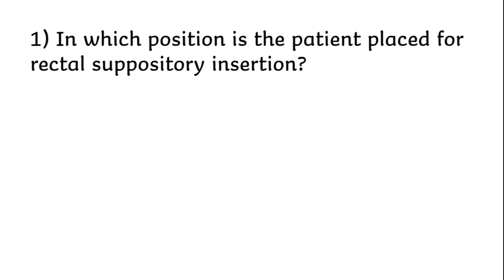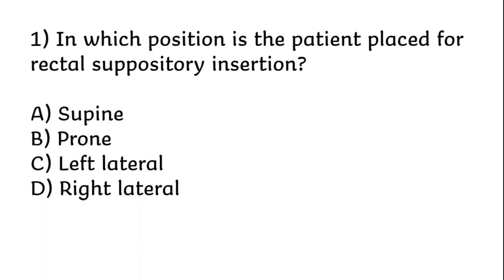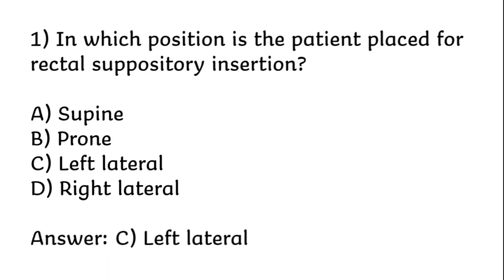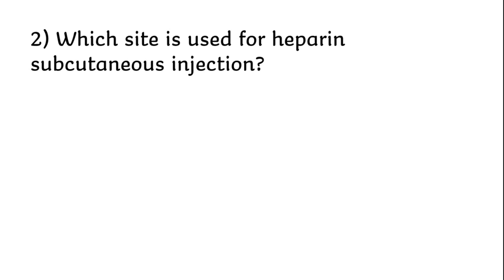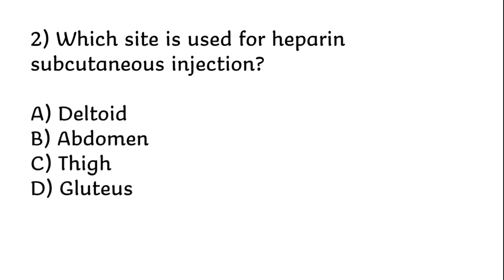In which position is the patient placed for rectal suppository insertion? Supine, prone, left lateral, right lateral. Correct answer is option C, left lateral. Which site is used for heparin subcutaneous injection? Deltoid, abdomen, thigh, gluteus. Correct answer is option B, abdomen.